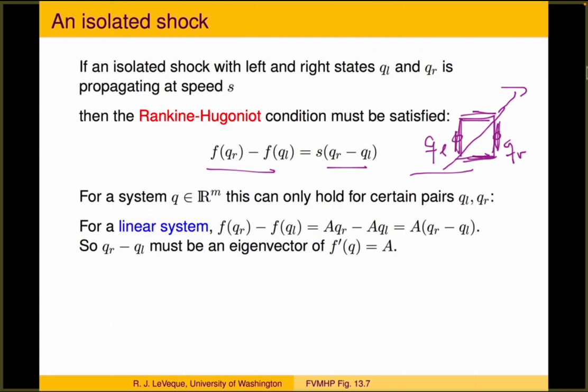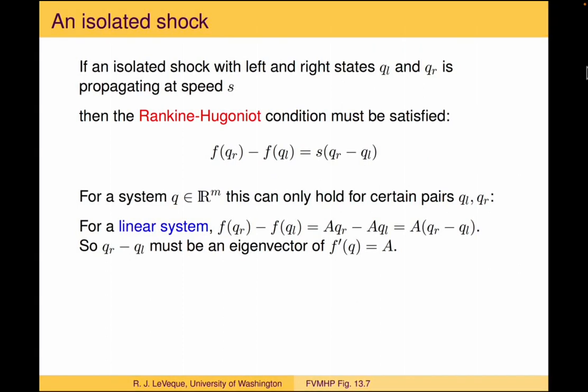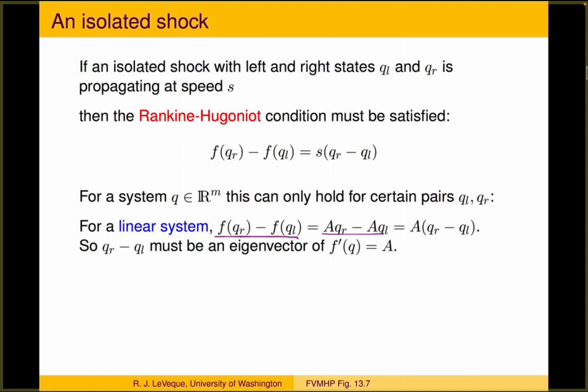And for the scalar problem, the jump in Q and the jump in F were scalars, so we could solve for S by simply dividing. But now we're looking at systems, and so this relation only holds for certain vectors, QR minus QL, because S, the shock speed, has to be a scalar. We've seen this already for a linear system. In that case, F is A times Q, so the jump in F is A times the jump in Q. And so A times the jump in Q has to be a scalar multiple of the jump in Q, so the jump in Q has to be an eigenvector of the matrix A, which is the Jacobian of the flux in the linear case.